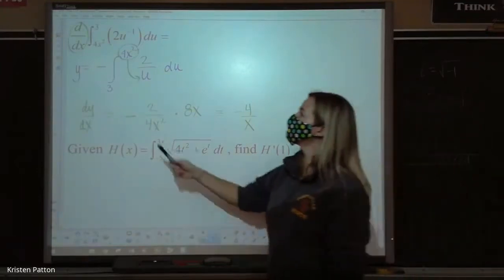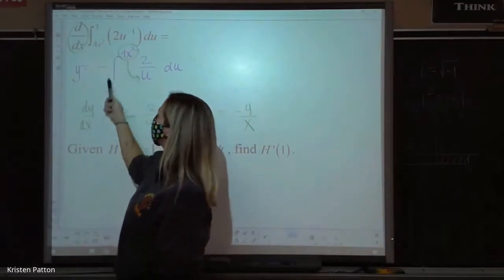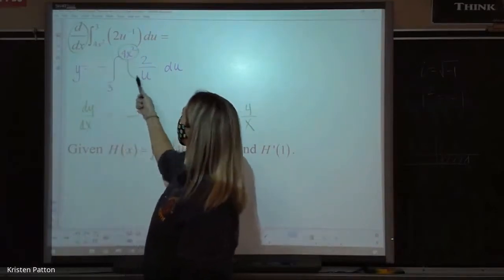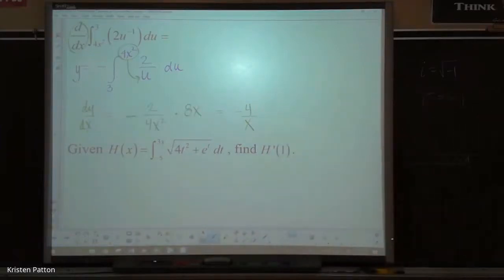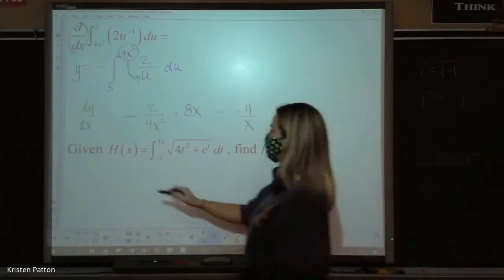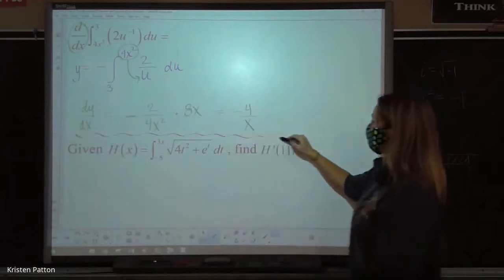So again, first thing, make sure the variable's in the upper bound. Easy. Put a negative out in front. Plug that upper bound in, and then multiply by the derivative of the upper bound. Let's take a look at the next one. I'm just changing what I'm asking here, giving us a new function.